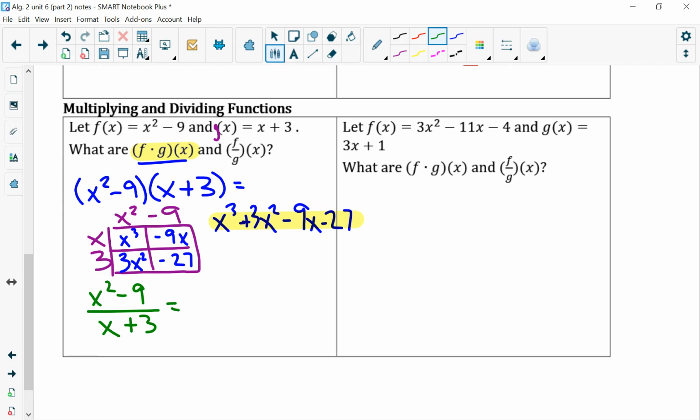What I have to do is factor my numerator. That is a difference of squares, and so that becomes x plus 3 times x minus 3. My denominator is going to stay x plus 3. Now I can simplify factors. I have an x plus 3 and an x plus 3, things that I'm multiplying by. So what I have left is just x minus 3. That is my final solution there.